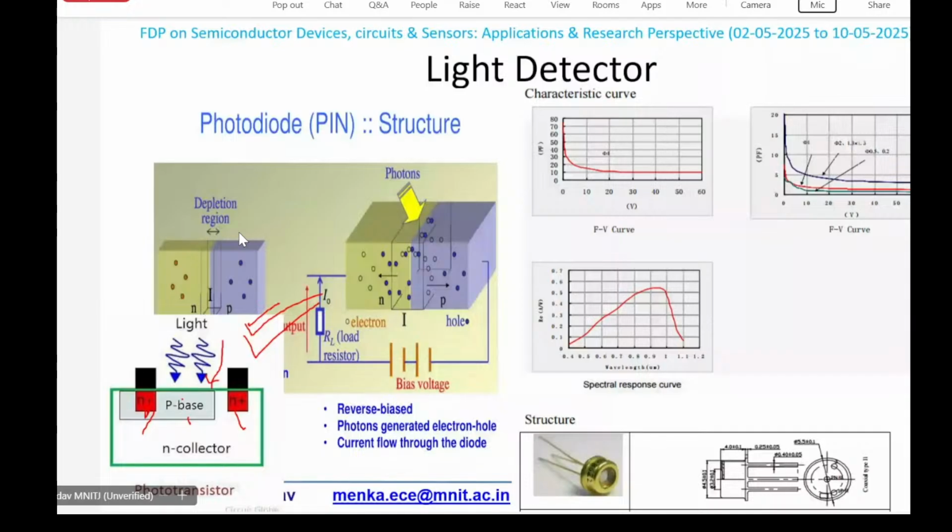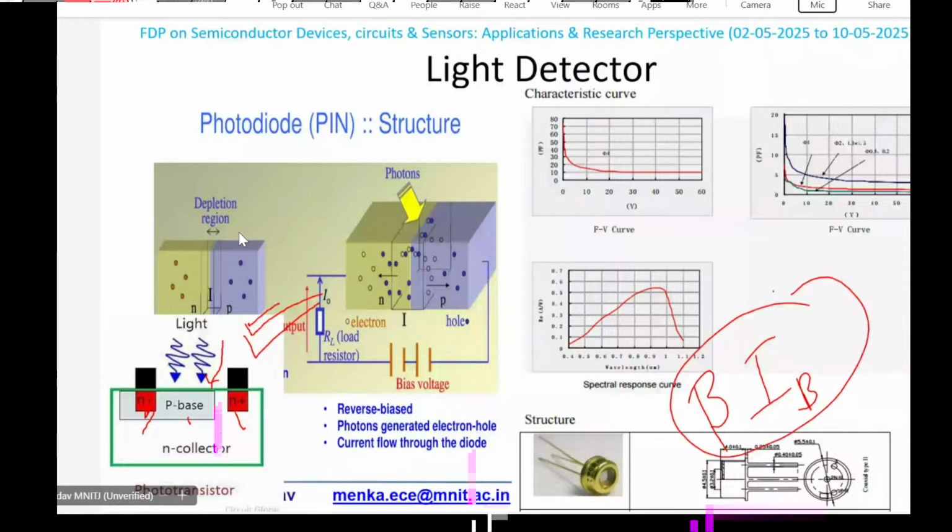So whatever the reverse bias current IB will be there, the IC current is beta times of that. So the total current in the phototransistor is more as compared to the photodiode, because the reverse bias current is nothing but the reverse saturation current of the diode. If you remember, you can recall the diode characteristics.